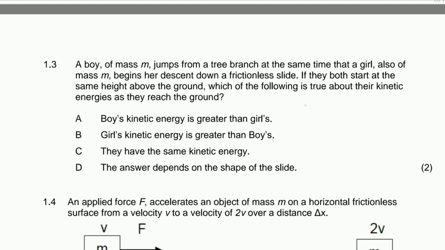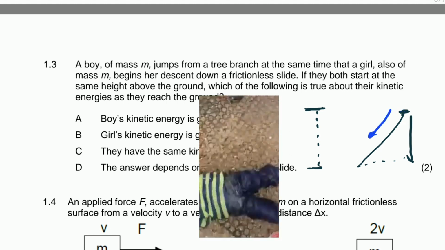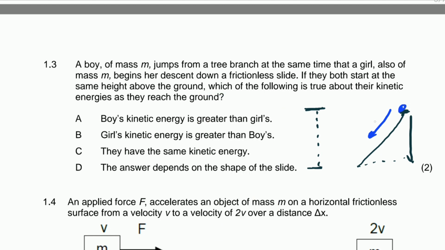And then I want you to note what is going on here. The boy is jumping from a certain height straight down, but the girl slides from the same height, but the girl is going to go through the slide. So what happened here is that the girl is going to move through here. They leave this point at the same time, and the boy, this is the girl, this is the boy.